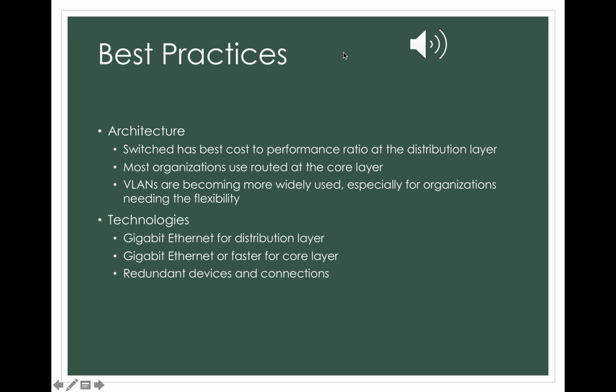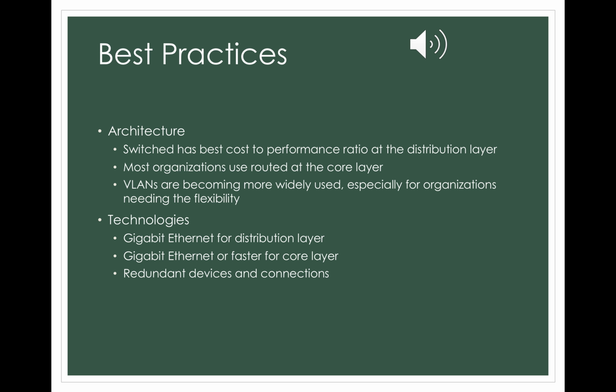Now we're going to go through the best practices. When considering architecture, it's important to remember that switched backbone networks have the best cost to performance ratio at the distribution layer. Most organizations use routed at the core layer, and VLANs are becoming more widely used, especially for organizations needing flexibility, because that programming at the switch is right there for you.